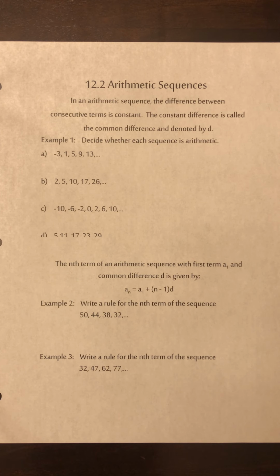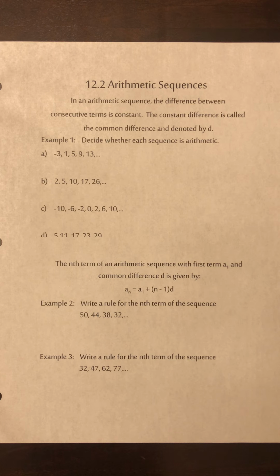It says, in an arithmetic sequence, the difference between consecutive terms is constant. Remember, consecutive just means one right after the other. So basically what it's saying is to get from one term to the next term, we're going to add the same number every time. It says the constant difference is called the common difference and is denoted by d.